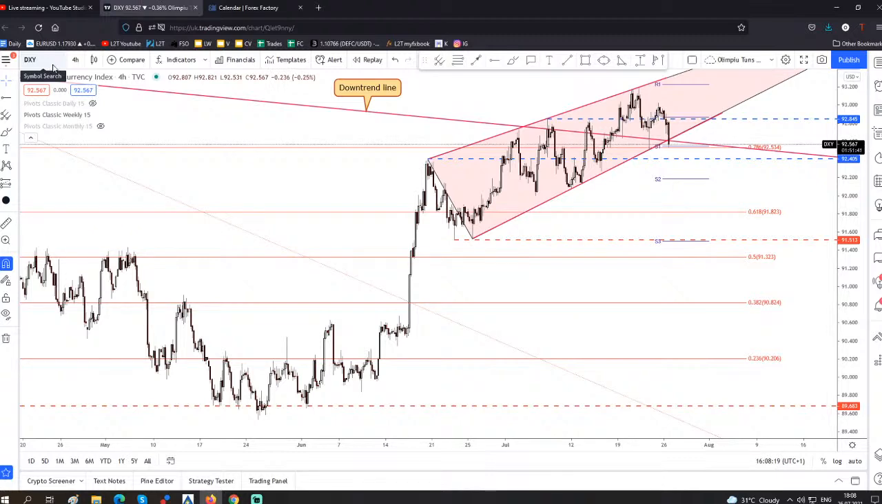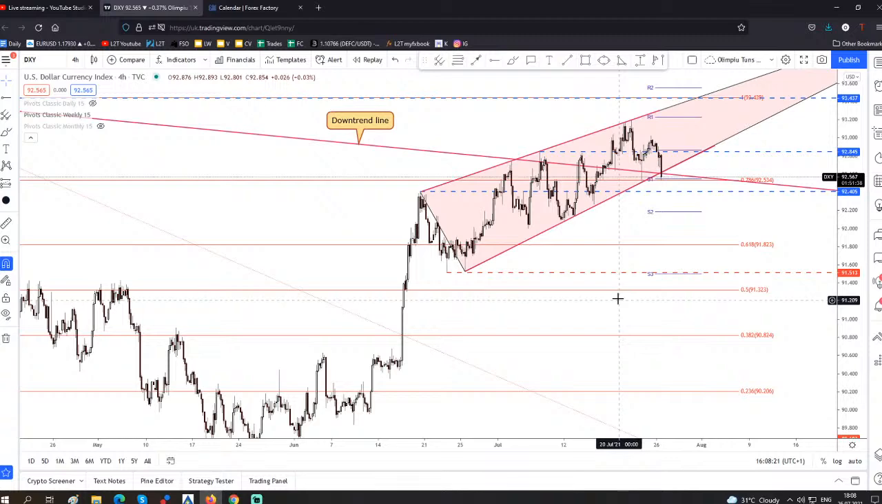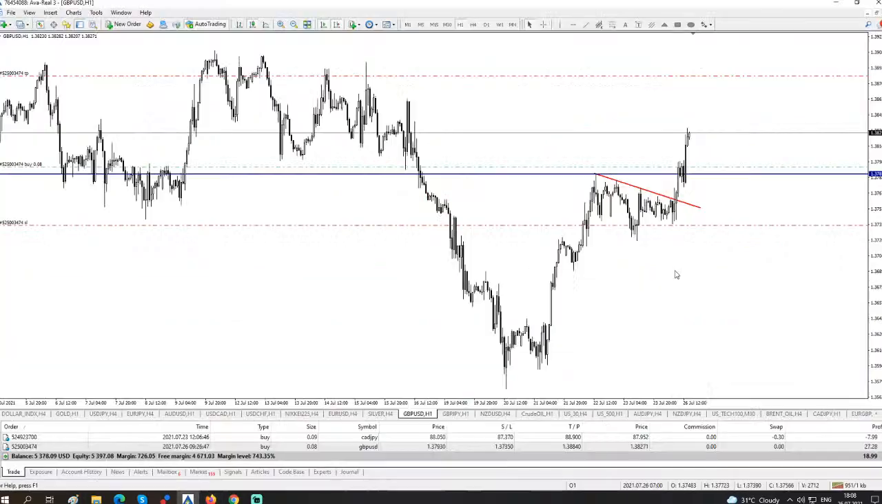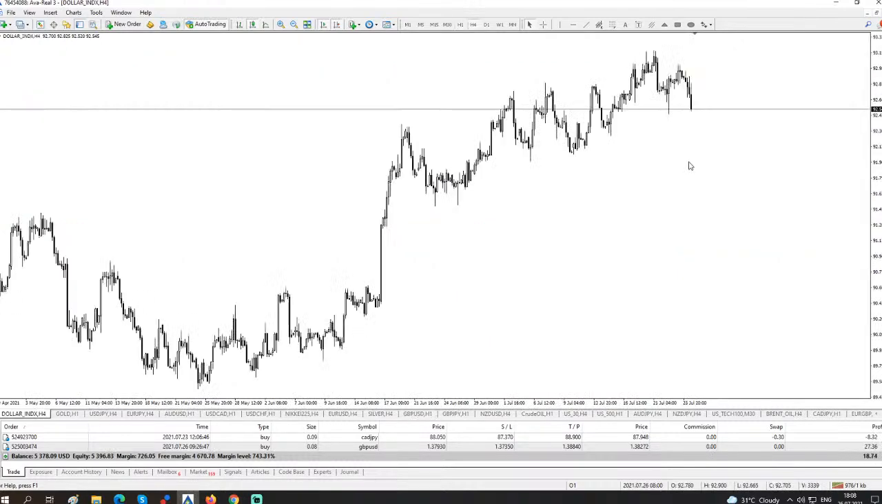Okay, so let's take a look here. Here's our real account, AvaTrade real account, and here is our long position in the British pound versus the US dollar, opened earlier today. I've sent you guys this long signal in the British pound versus the US dollar because the dollar index has shown some overbought signs.